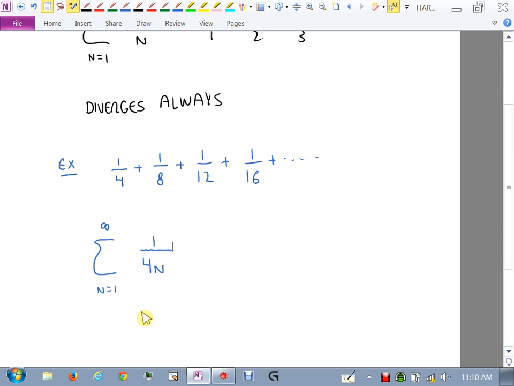The 4 is the only issue, right? So could I write it like this? I mean, you could write that as 1/4 times 1 over n, couldn't you? Pardon?